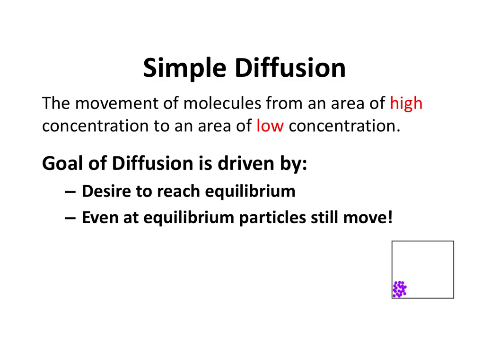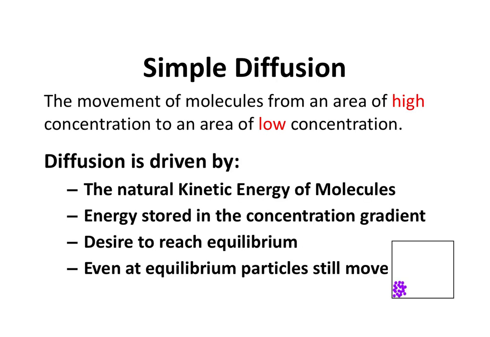So, again, remember that when we talk about diffusion, especially simple diffusion, it's just going from high to low concentration. These are different types of molecules that don't have a charge, they're relatively small, and they just go through the cell membrane itself. Again, it's driven by kinetic energy, and that energy is stored by the concentration gradient. They all want to move until they reach equilibrium. But remember, the particles still move, even though they reach equilibrium.